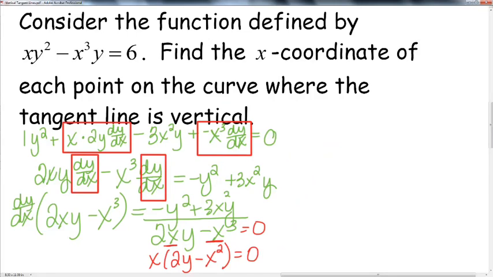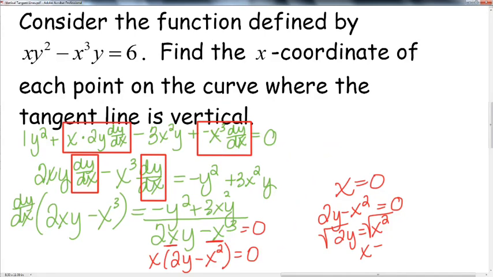So x can be 0, that's one of the coordinates, or I have 2y minus x squared is equal to 0, so I'm going to solve for x. So I have 2y is equal to x squared. And so our other vertical tangent lines, if I take the square root of both sides, are all the points where x is plus or minus the square root of 2y. So those are our other points where our tangent line is vertical. So all those coordinates.